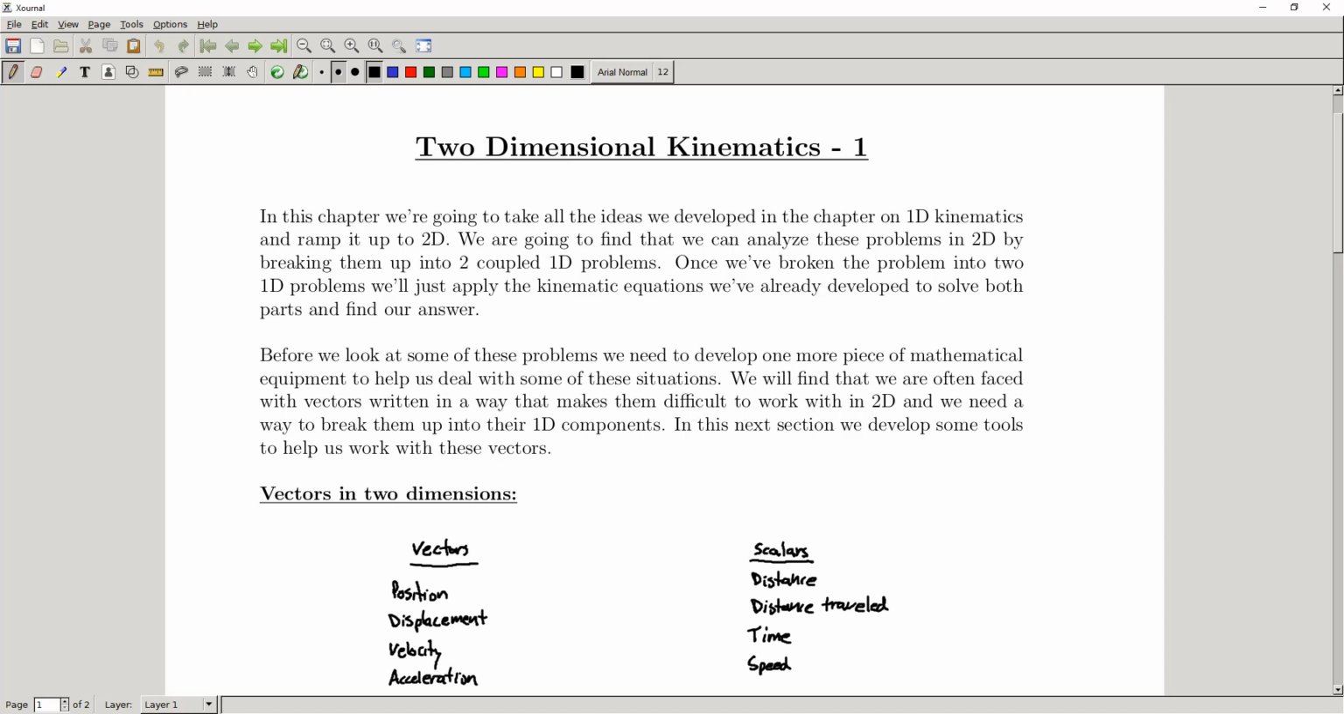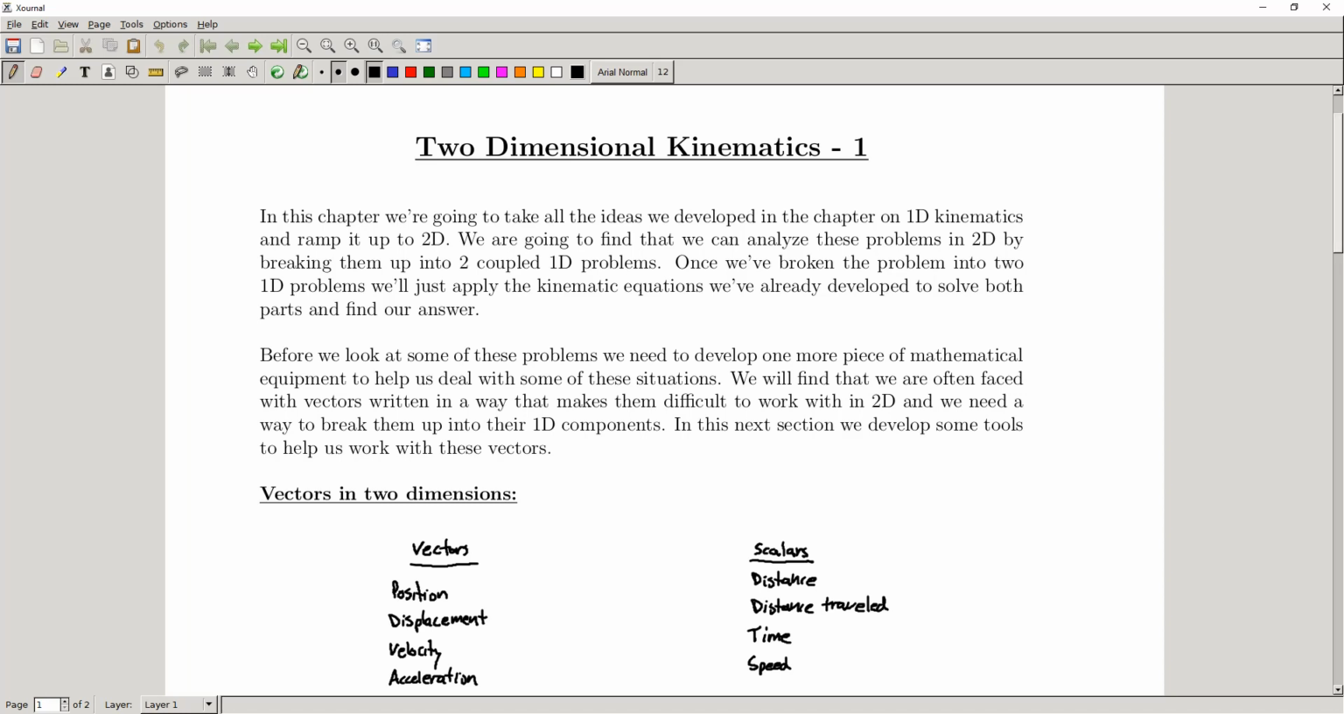Okay, and we're going to find that we can do this by simply breaking up the problem into two one-dimensional problems. It's going to end up being two coupled one-dimensional problems. And once we've broken up the problem, then we can just apply all the same tools we used in the previous chapter to solve the problem. But before we're able to really jump into this, we need to develop some more tools to help us break up some of these two-dimensional quantities in such a way that we can answer questions by breaking the question up into two one-dimensional problems, right?